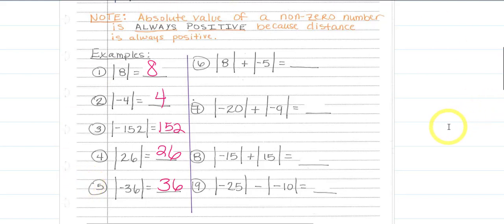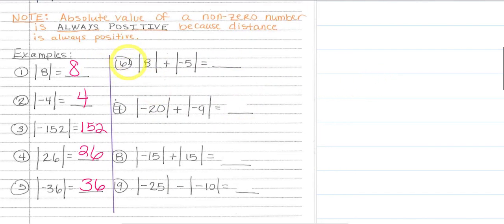Okay. So now we're going to look at some problems that you could have in absolute value. If you take a look here, number 6, we've got the absolute value of 8 plus the absolute value of negative 5. So to do these, I'm just going to take the absolute value of each one, and I'm going to add them because there's an addition symbol in between. So the absolute value of 8 is 8, plus the absolute value of negative 5, which would be 5. And now I just add 8 plus 5, and that would give me positive 13.